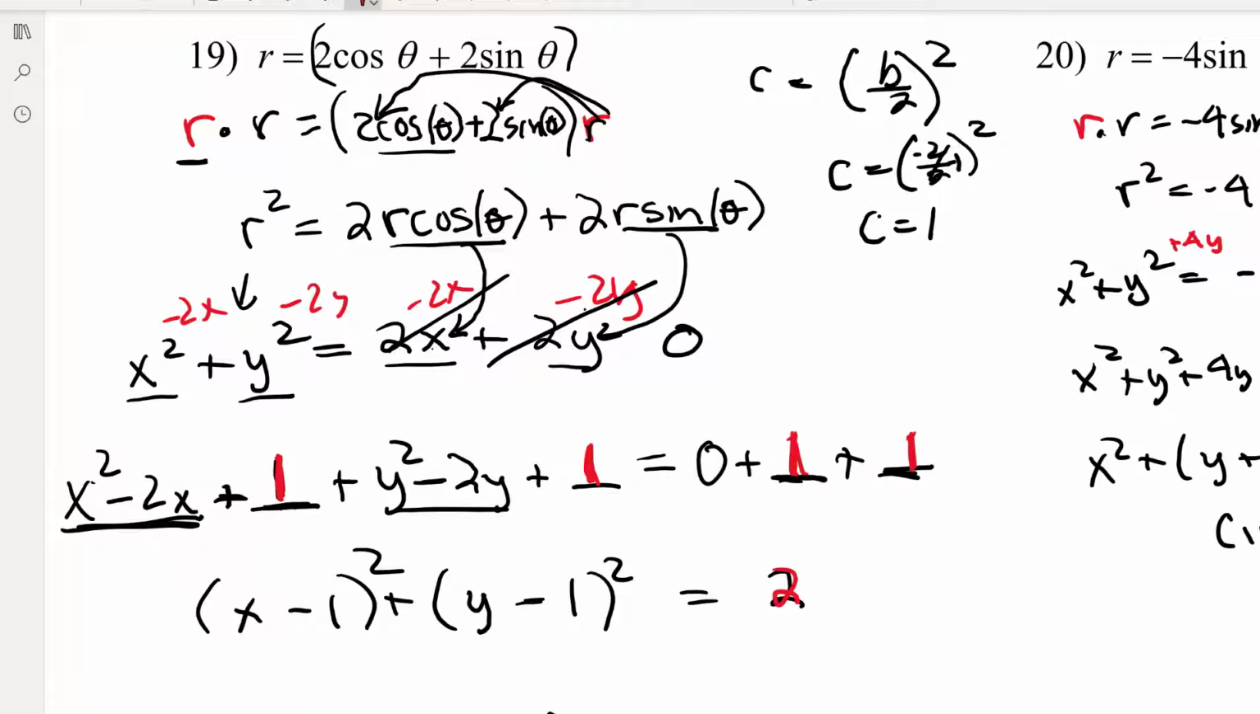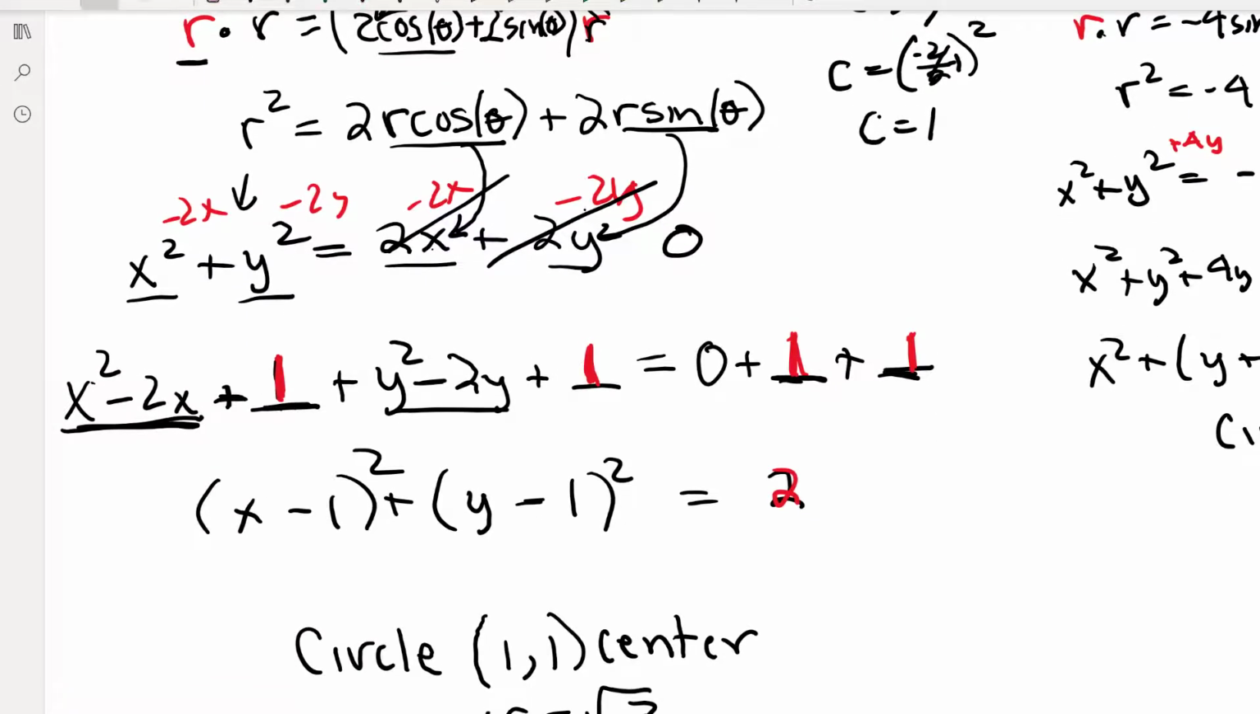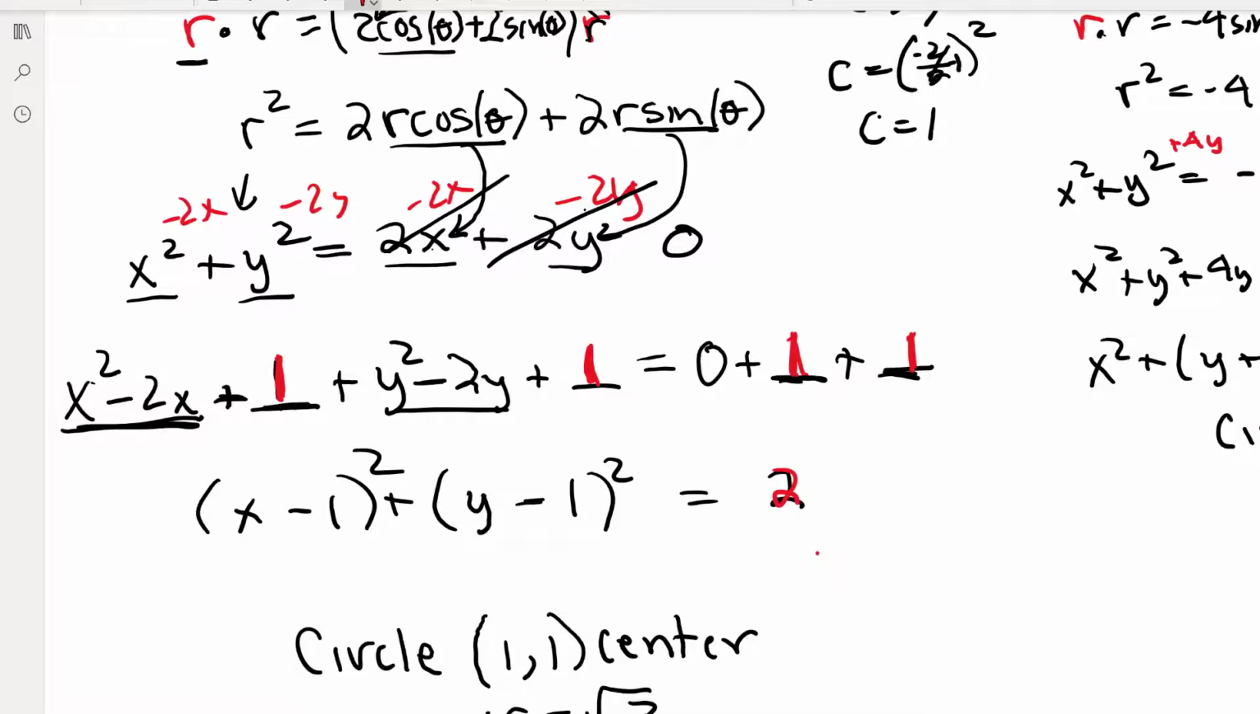And now look at what you have. You have x minus 1 squared plus y minus 1 squared is equal to 2. So that's a circle with center 1, 1. I do not know how to get rid of that, but okay, there we go. And there you have it.